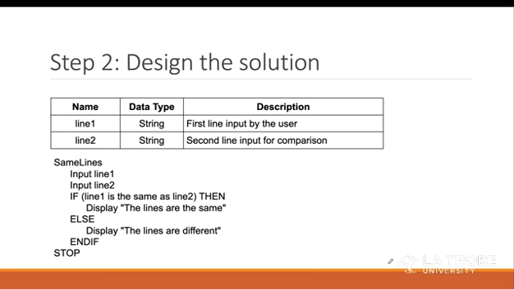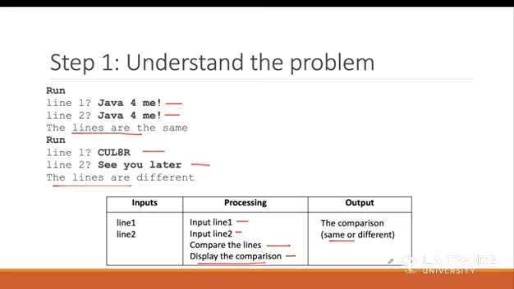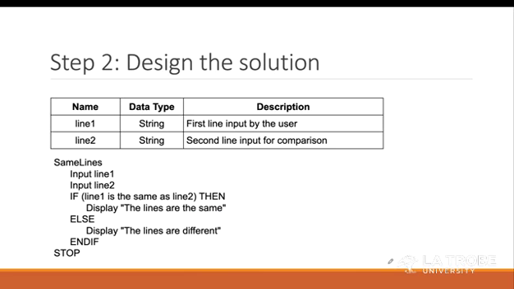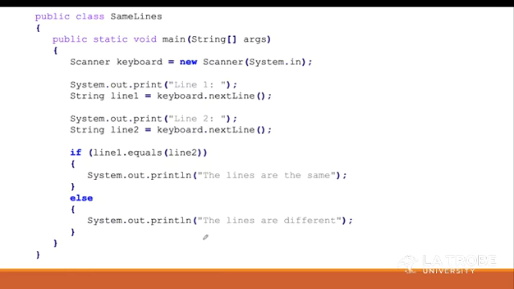Now designing a solution. As we are comparing 2 strings, your line 1 and your line 2 will have data type of string. Once you take input from the user in terms of line 1 and line 2, you need to have an if condition to check whether they are equal or not. If they both are the same, then you print the lines are the same, else you print the lines are different.